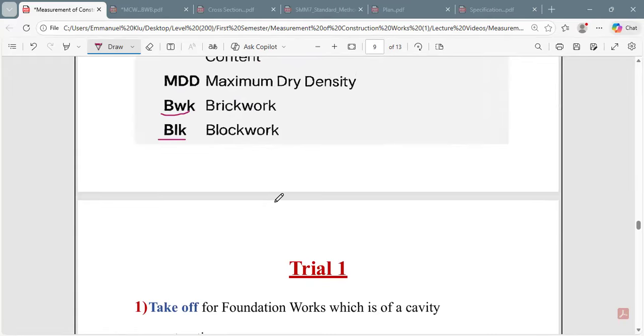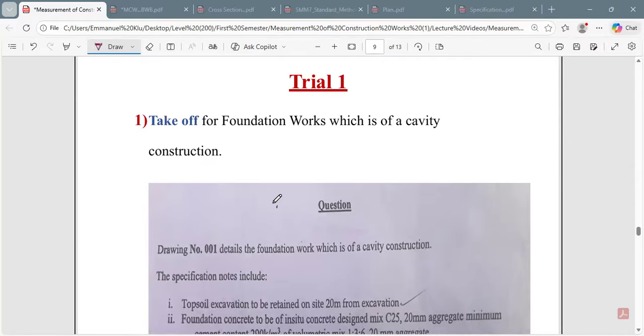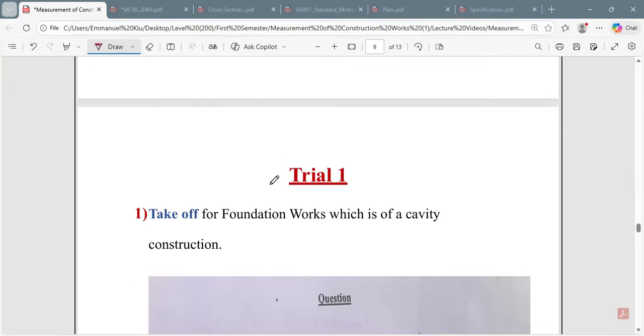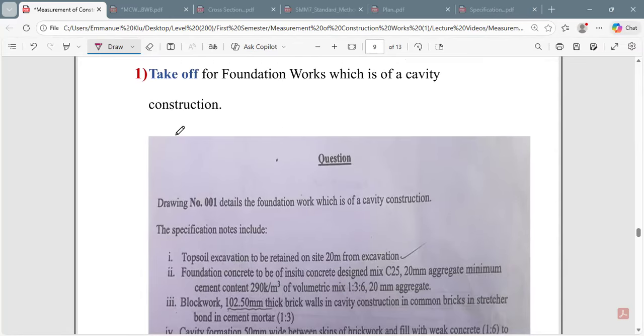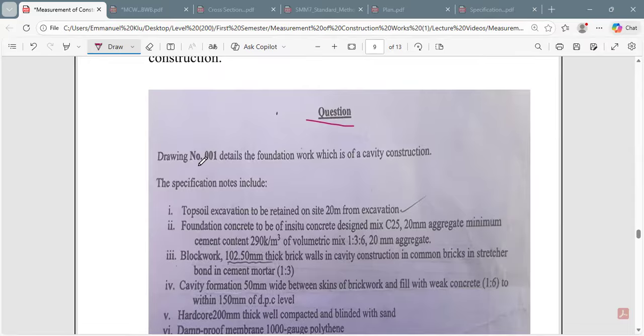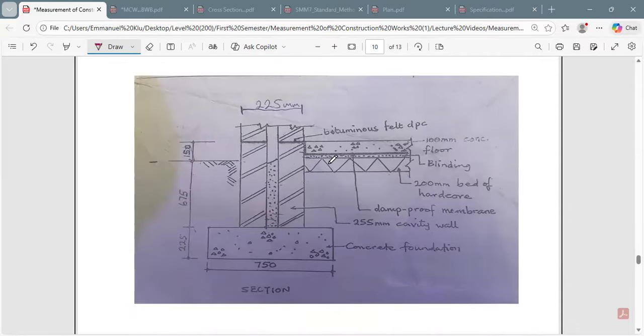I have a trial work over here. I wish we could all practice. This was a mid-sem question last year, and it came in the exams also. Let's try that over here. It's just a trial, it doesn't mean it will be coming. The question says, take off for foundation works which is of a cavity construction. This is the question, and you can see drawing number 1, drawing number 2, and drawing number 3.